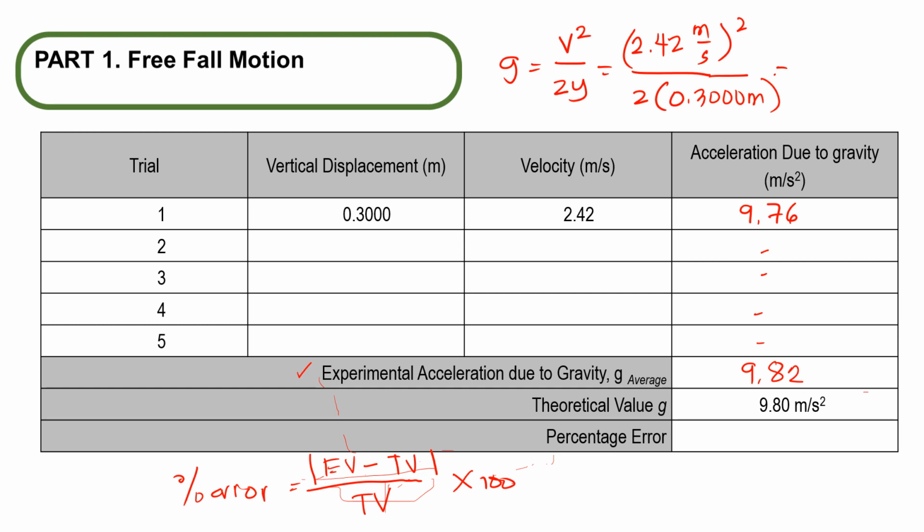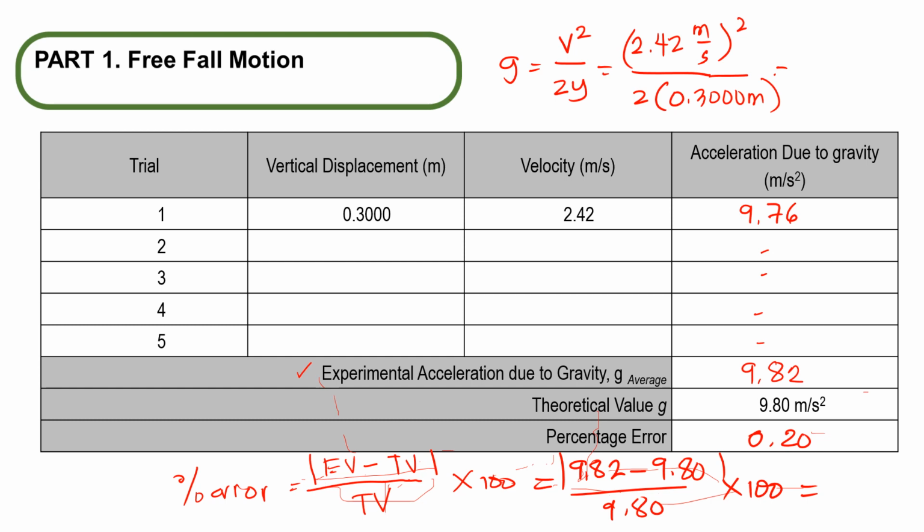Since the given values are 9.82 and 9.8, let us compute the percentage error. This is simply equal to the absolute value of 9.82 minus 9.80, over 9.80, multiplied by 100. Again, 9.82 minus 9.80, divided by 9.80, multiplied by 100. So the percentage error here is equal to 0.20%. Okay, so this is the percentage error.